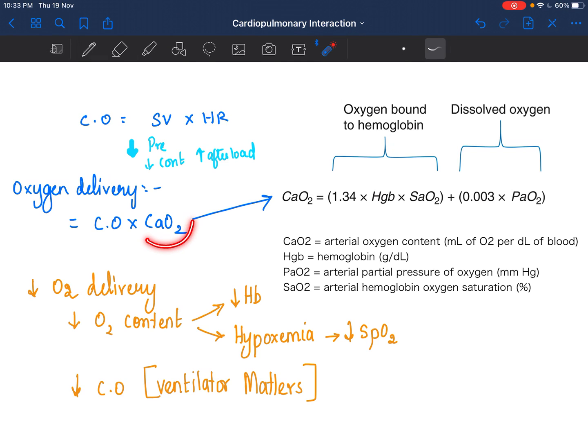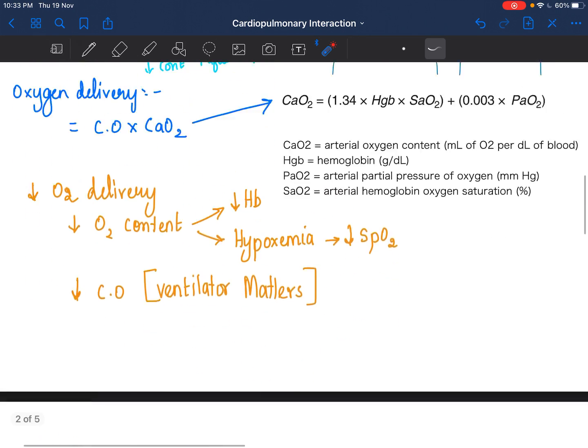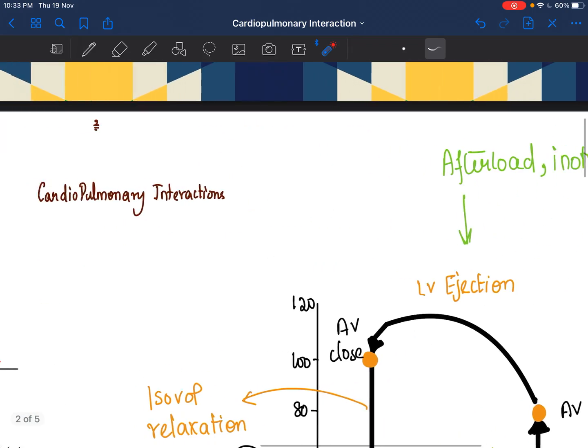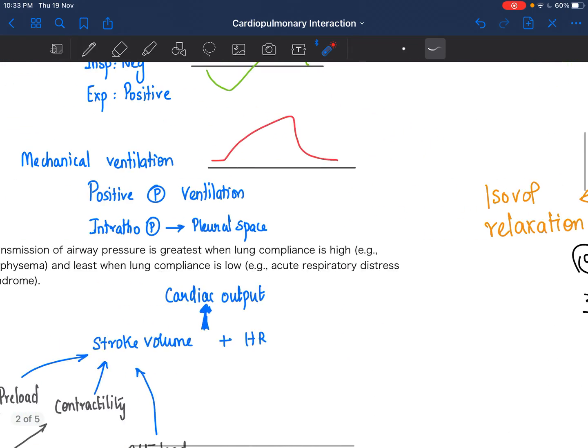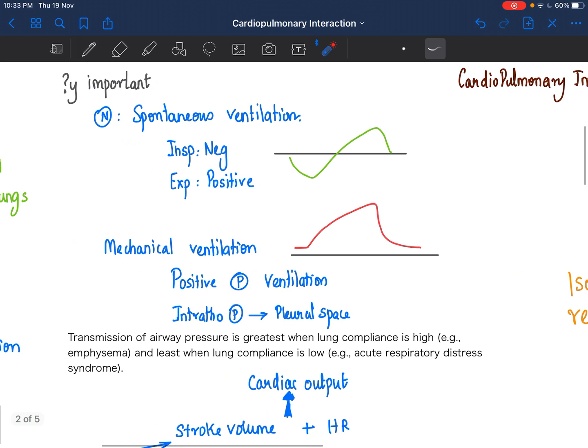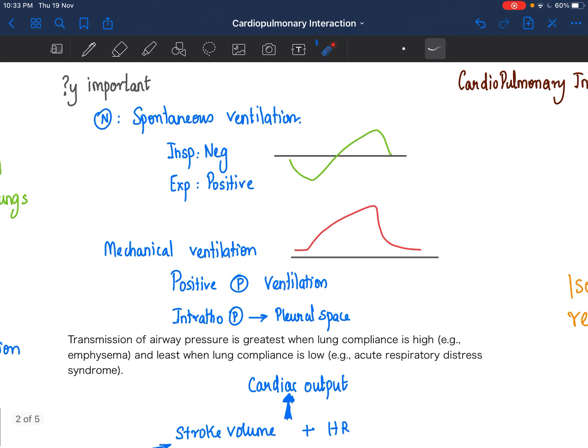This end of the equation of oxygen delivery you can manage by adjusting the inspired oxygen concentration or the pressures, and your hemoglobin concentration. To manage this part of the equation, there are some things that you have to know about what happens when a patient is put on a mechanical ventilator. So why is it important?